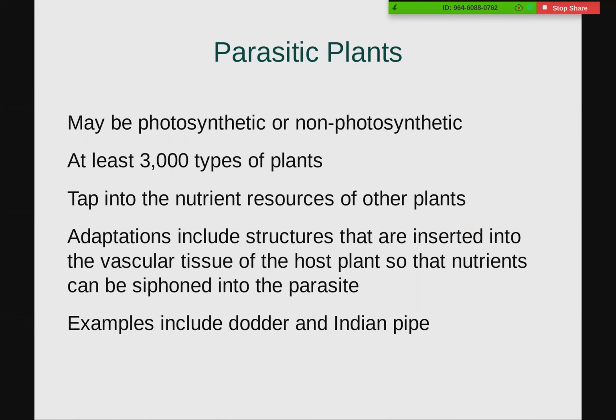Now, you can get your nitrogen from bacteria, you can get it from the soil, you can get it from insects, or you could be a parasite, which is I think probably one of the more interesting. But parasitic plants are interesting. They can be photosynthetic or non-photosynthetic. And as of now, we know about 3,000 species of plants that do this. And what they do is they rely on other plants to capture nutrients for them. So they are parasites. They take energy from plants. They take nitrogen from plants.